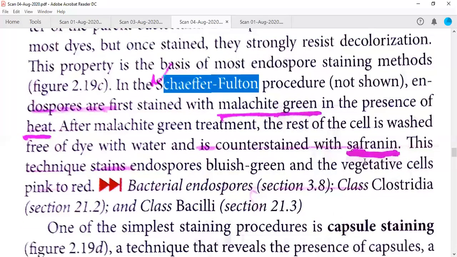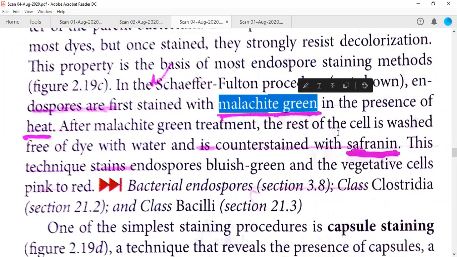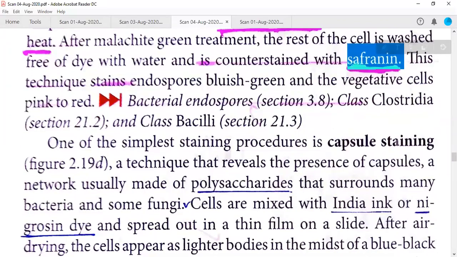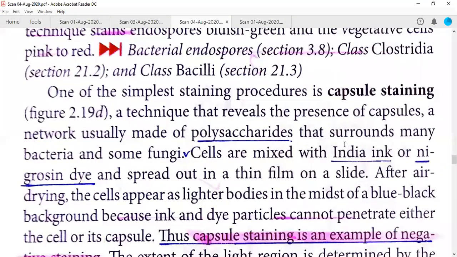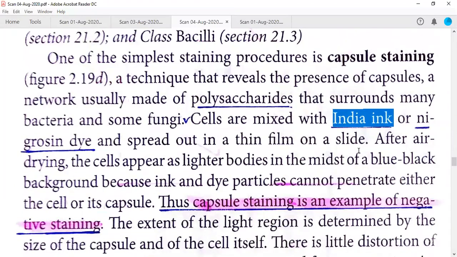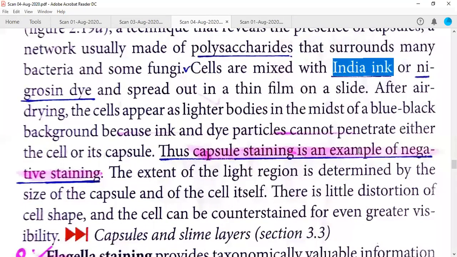So this can be a direct question, which stain can be used to stain the endospores, and what are the components being used in this particular stain. Second is, if we want to stain the capsule, it can be stained with India ink or nigrosin dye, which is generally used to stain the polysaccharides which surround many bacteria and some of the fungi. So the capsule stain with the India ink or nigrosin dye is a kind of negative staining.